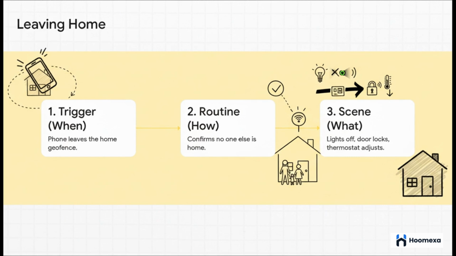Okay, how about when you're leaving the house? In this case, the trigger is your location. Your phone just left the designated home area. The routine is smart enough to check and confirm that nobody else is home, and once it knows the house is empty, it runs the away scene. All the lights go off, the doors lock, and the thermostat adjusts to save energy. It's like your own personal shutdown sequence that you never have to think about.